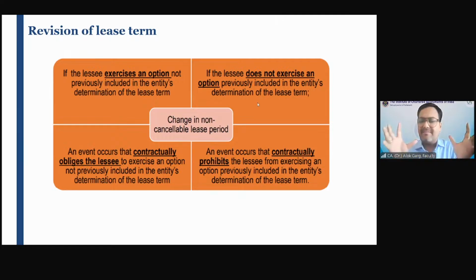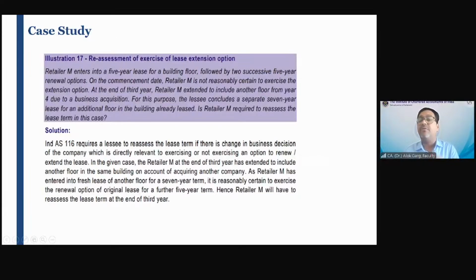So the point is that the lease term may be revised. And why may it be revised? For example, earlier you were thinking that you will renew the optional renewal period, but now you are thinking that you are not going to renew. Or earlier you were thinking that you are not going to avail the termination option, but now you are thinking that you are going to avail it, right? So if the judgment and the estimate which you took at the commencement date change, of course there will be a revision in the lease term. And whenever there is a revision in the lease term, you have to revise your lease accounting as well.